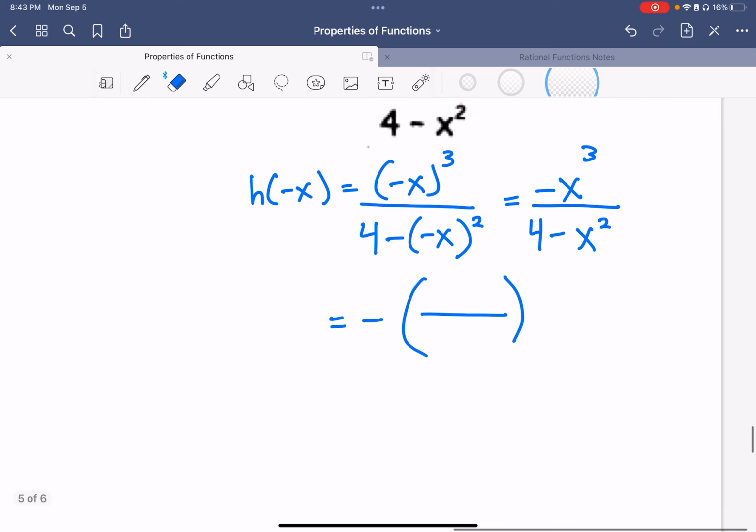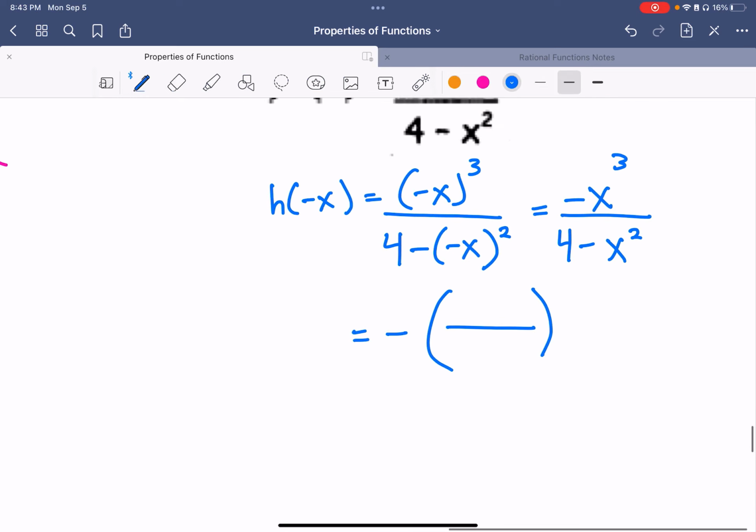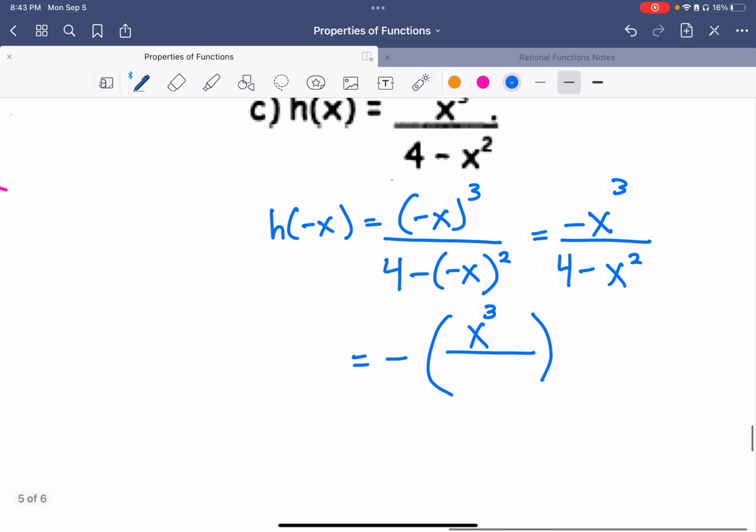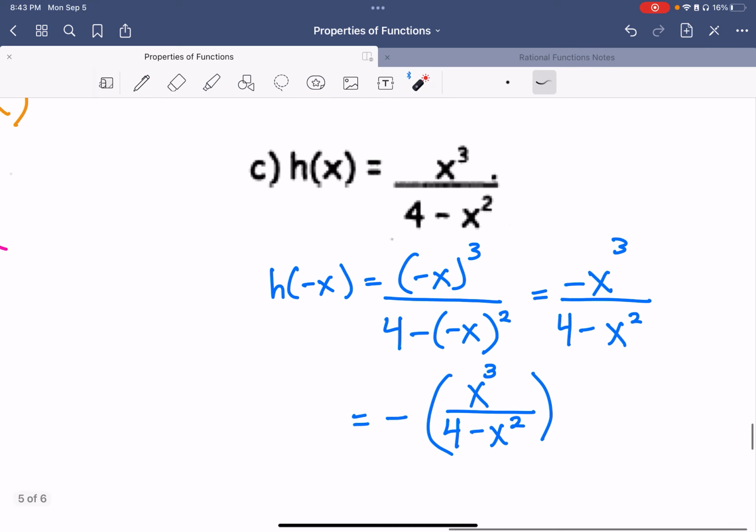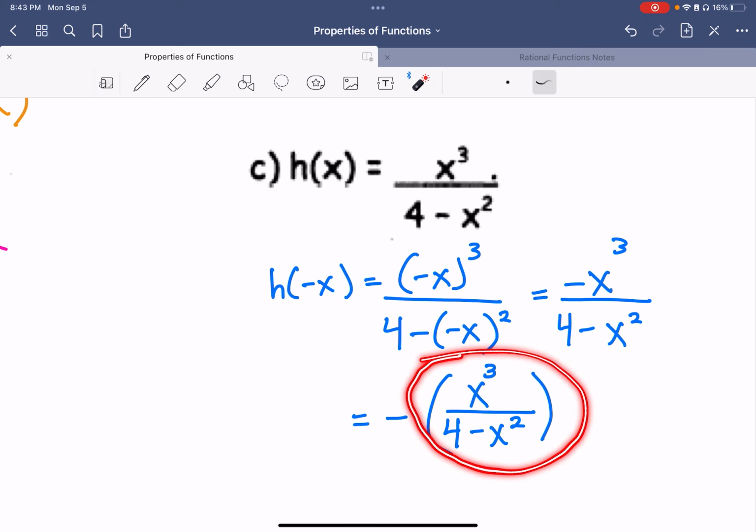so back to our problem. The numerator is negative x cubed, so I'm just going to take the negative out of the numerator. In the numerator, I'm going to take the negative outside and leave the positive x cubed on the inside. Because I already factored out a negative, I'm going to leave the denominator exactly the same. Okay, and then I want you to analyze inside the parentheses, is it the same? And yes, it is the same after we factor out the negative.